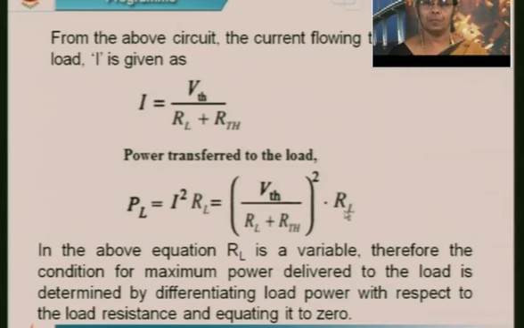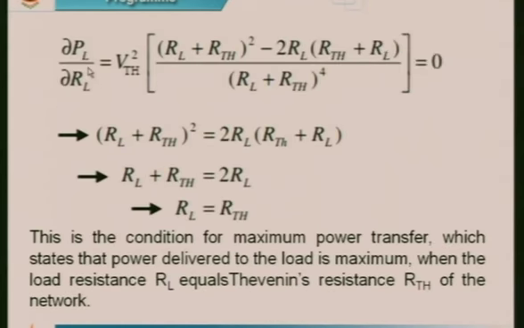Since we have to transfer the power to the load resistance, where load resistance is a variable, for the maximum power transfer we have to differentiate this expression, that is PL, with respect to RL because RL is variable, and equate it to 0. So the condition for maximum power delivered to the load is determined by differentiating PL, the load power, with respect to the load resistance and equating it to 0. It is the partial differentiation which we are going to carry out. The only variable that we have here is RL.